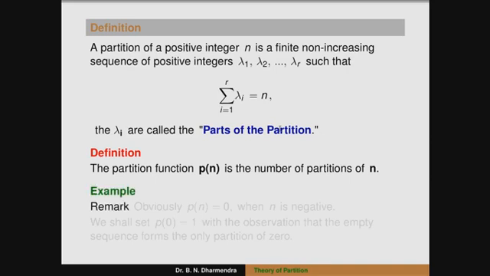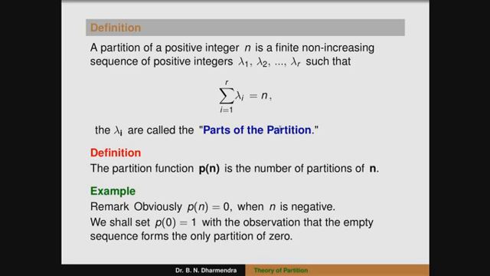For example, that is a remark: obviously p of n is equal to 0 when n is negative. You can observe that p of n is equal to 0 if n is negative, and also p of 0 is equal to 1 if n is equal to 0. The number of partitions of 0 is 1, with the observation that the empty sequence forms the only partition of 0. A partition of a negative number is equal to 0.